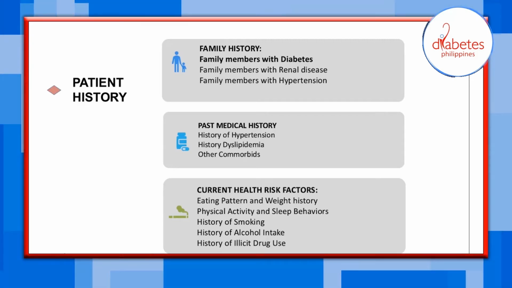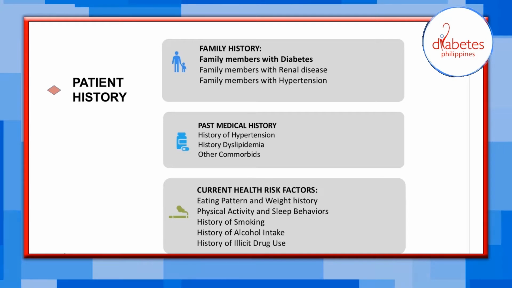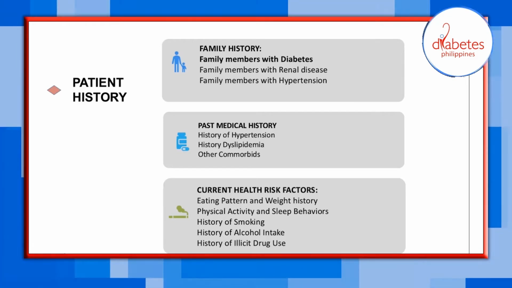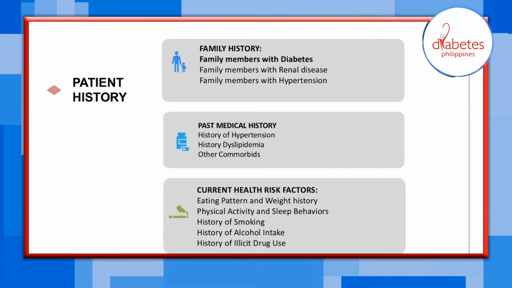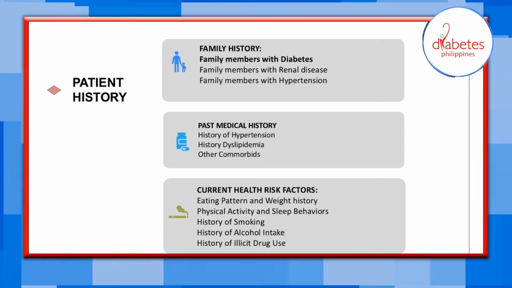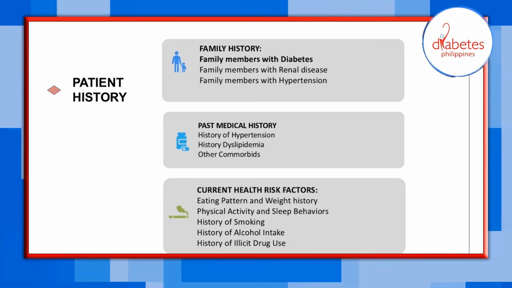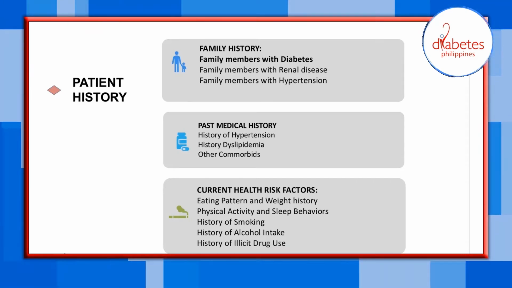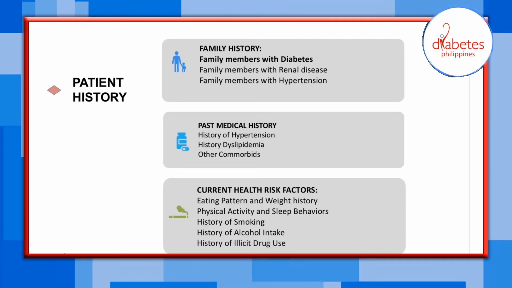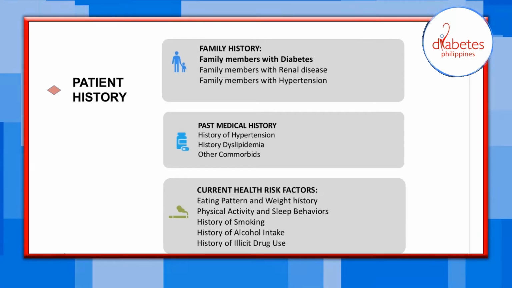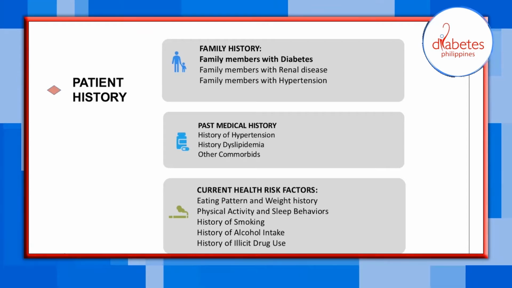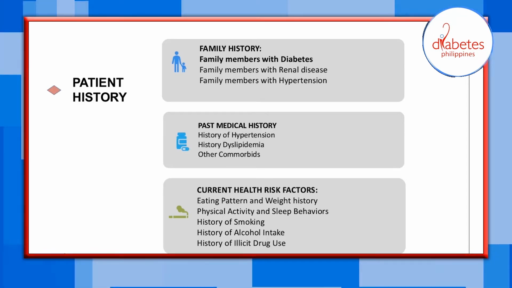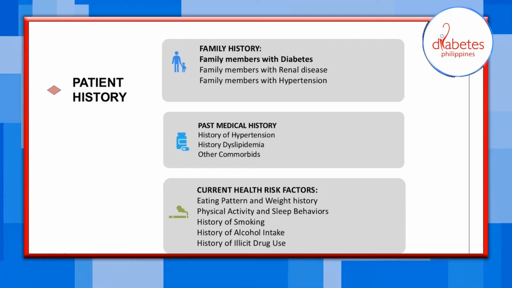that indicates that a family history of kidney disease or dialysis is associated with increased incidence of end-stage renal disease. For your past medical history, you should inquire for presence of hypertension, dyslipidemia, and other comorbidities such as atherosclerosis and congestive heart failure, which will predispose your patient to susceptibility for renal failure and progression to end-stage renal disease.